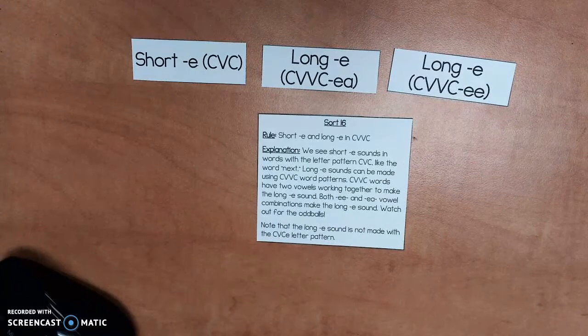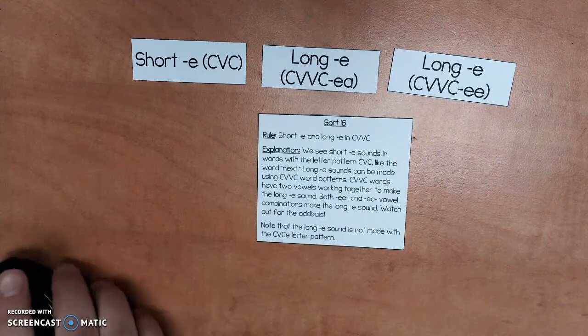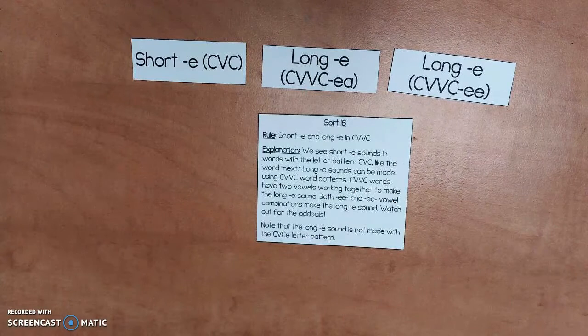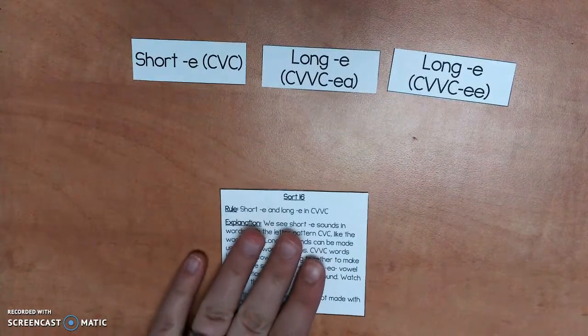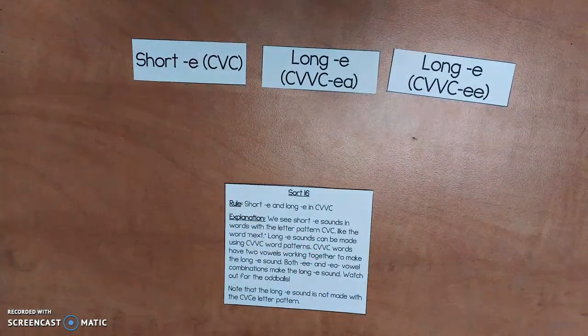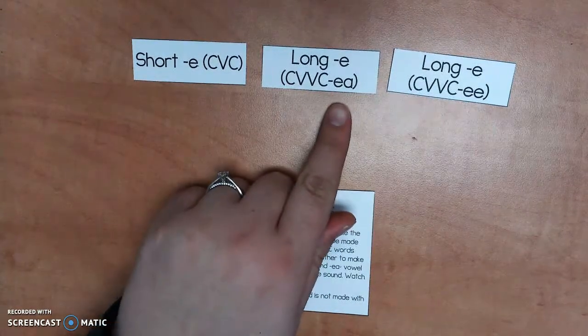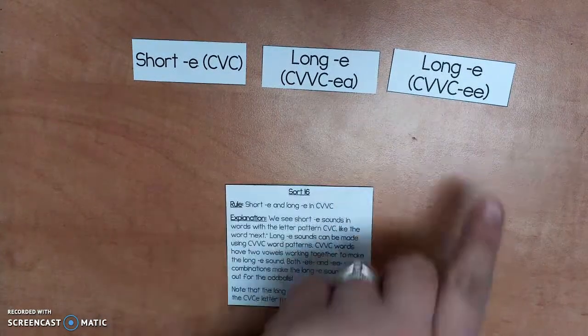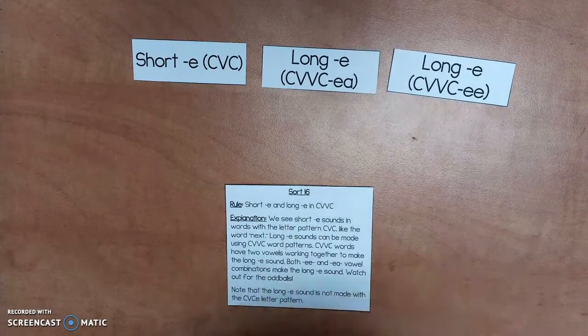Okay, time for sort 16. So in sort 16, we're talking about the short E and the long E sounds. Now there are two vowel letter combinations that make a long E sound, so an E sound, and that is EA and EE.